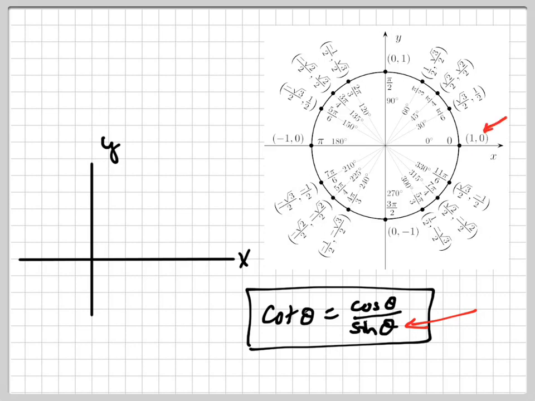That's your y-coordinate at 0, and at pi, and at 2 pi, and at 3 pi, and at negative pi, and at negative 2 pi, etc. So again, your period is going to be pi.